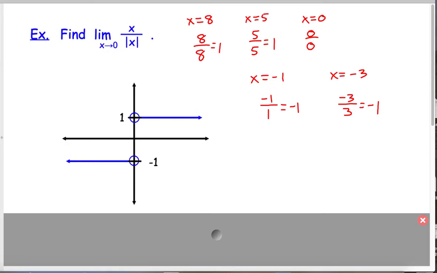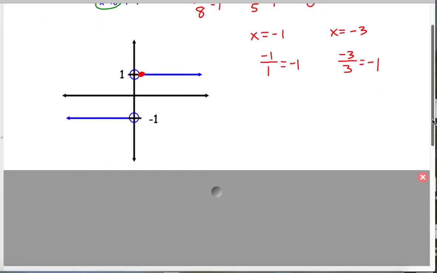Now, I want to know what's the limit as x approaches 0. And we have a little bit of a problem here. Because what if I'm approaching it from this side? As I'm approaching x equals 0, my y values are negative 1, negative 1, negative 1. So it would be negative 1. But what happens if I happen to be on this side and I was approaching x equals 0 from the right? Then I have positive 1, positive 1, positive 1. So the limit would be positive 1.